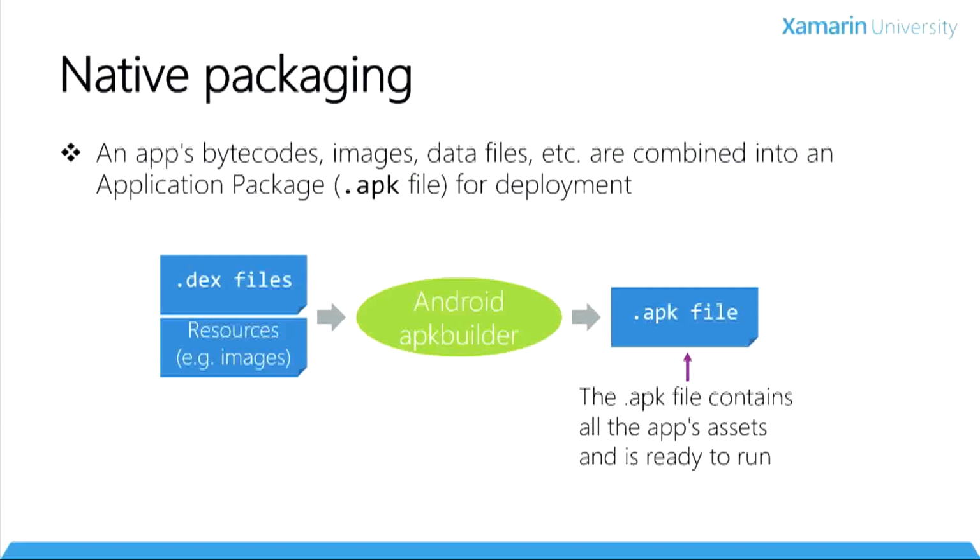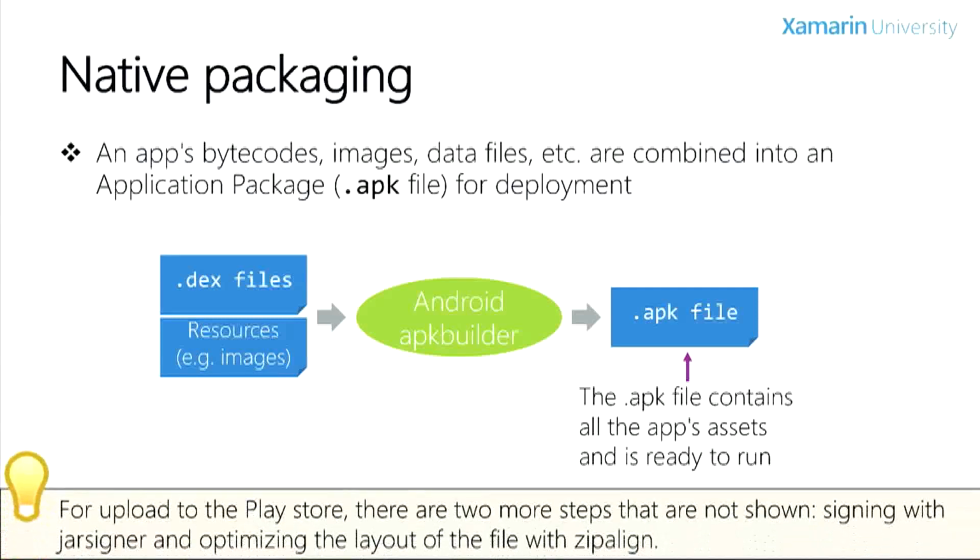APK files use standard zip format, so if you're ever curious to see exactly what's inside, you can change the extension to .zip and just extract the contents. A quick note, there are a couple of other steps. There's some post-processing you have to do on the APK file if you're going to deploy it to the Play Store, but you don't need to do that for just testing locally.